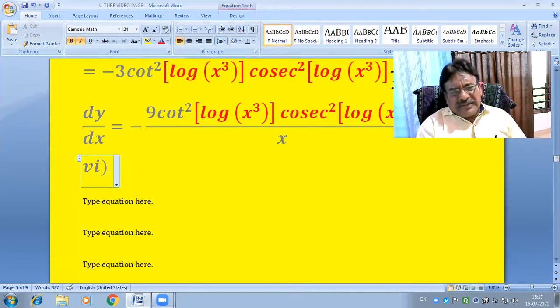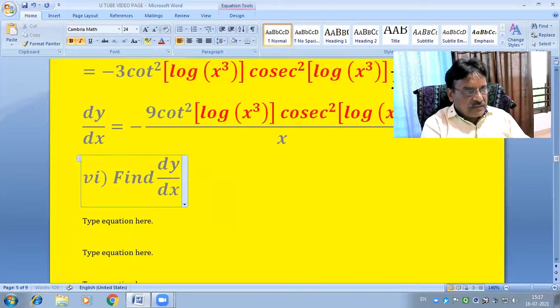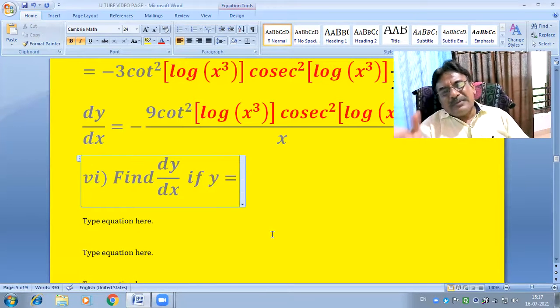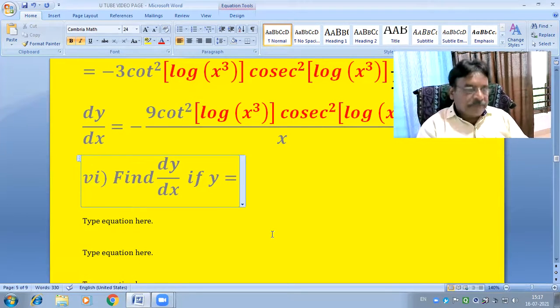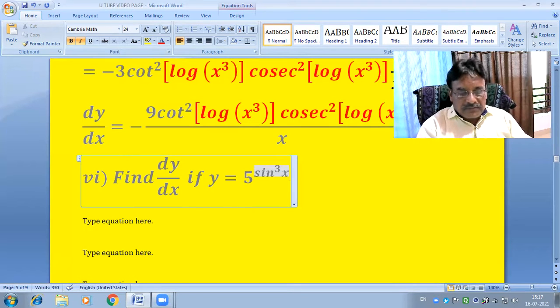Again in this problem we find dy by dx. Find dy by dx if y is equal to 5 to the power sine cube x plus 3.